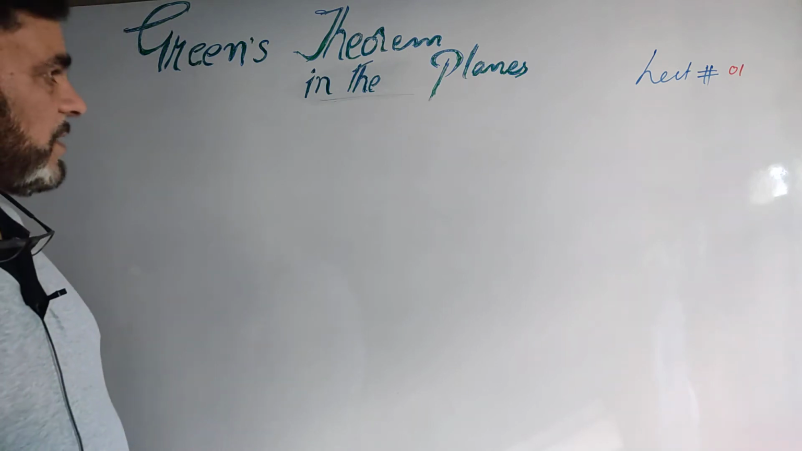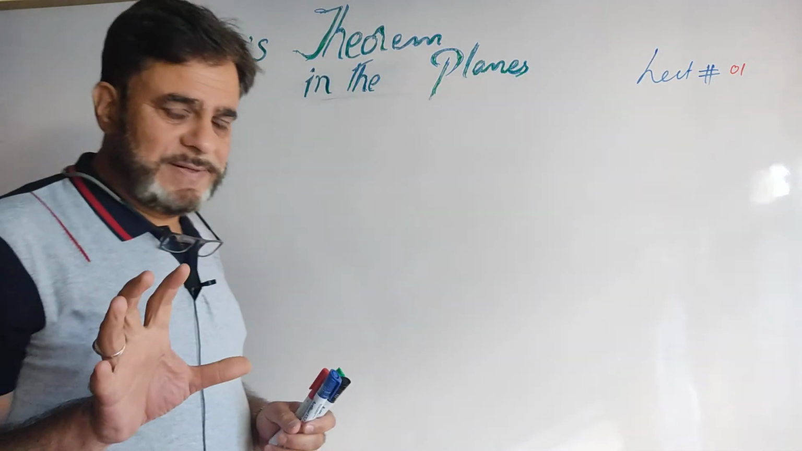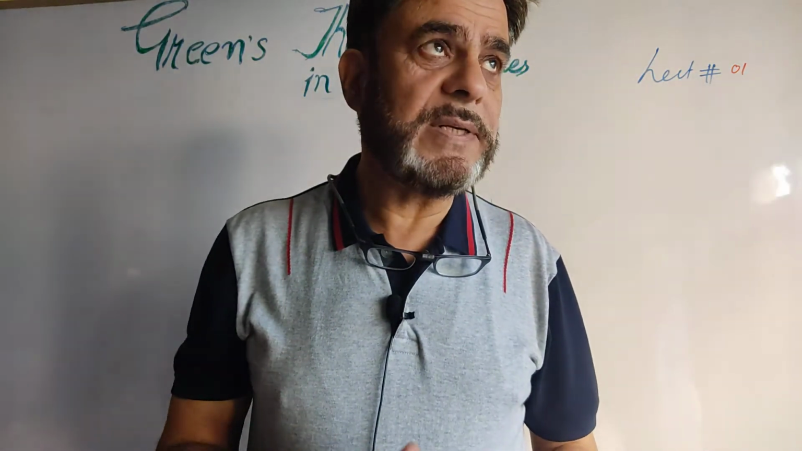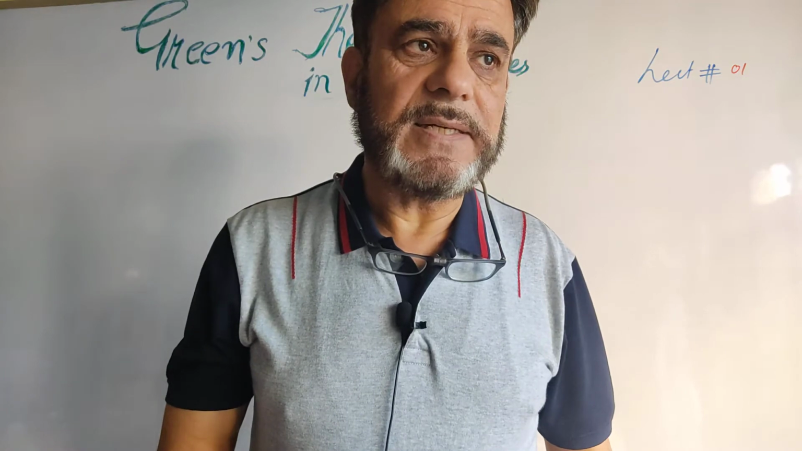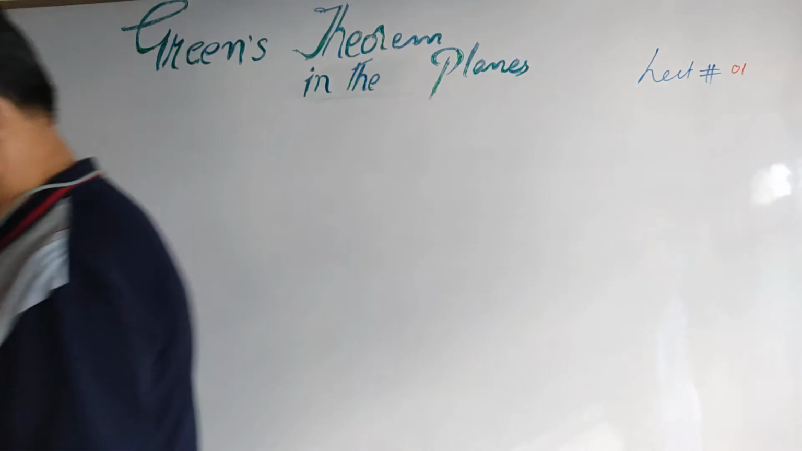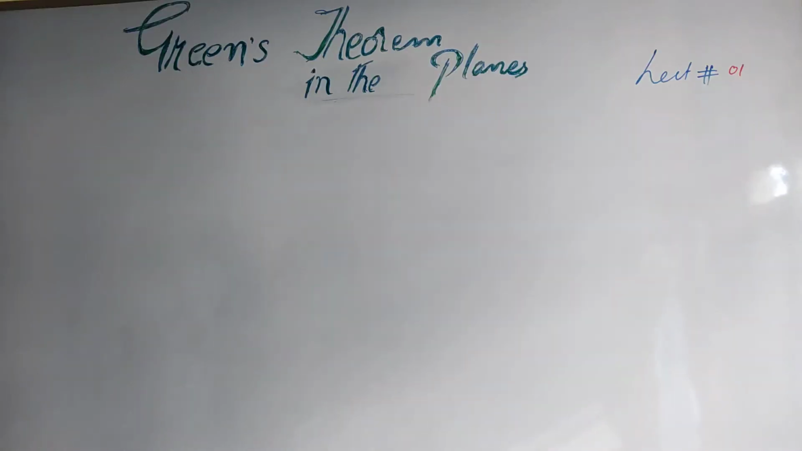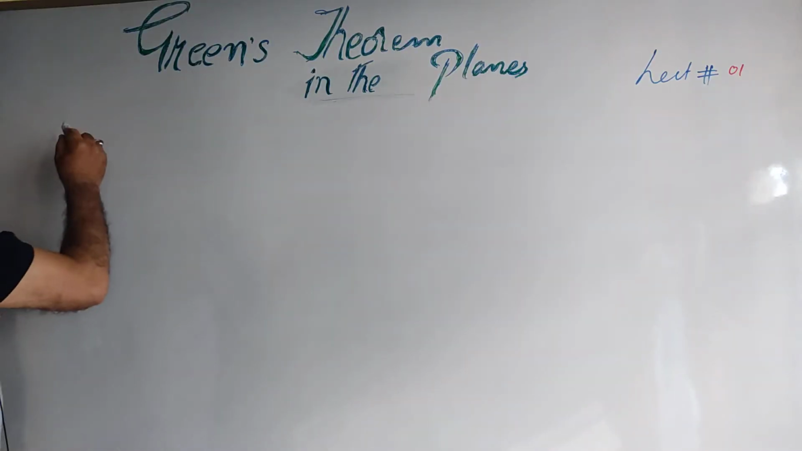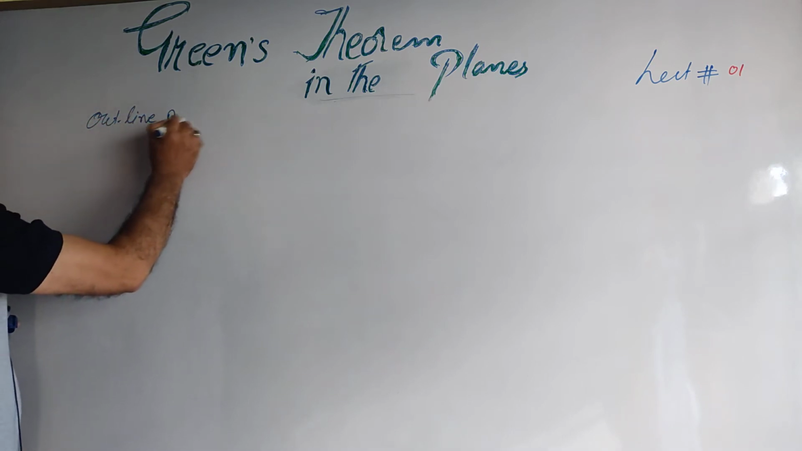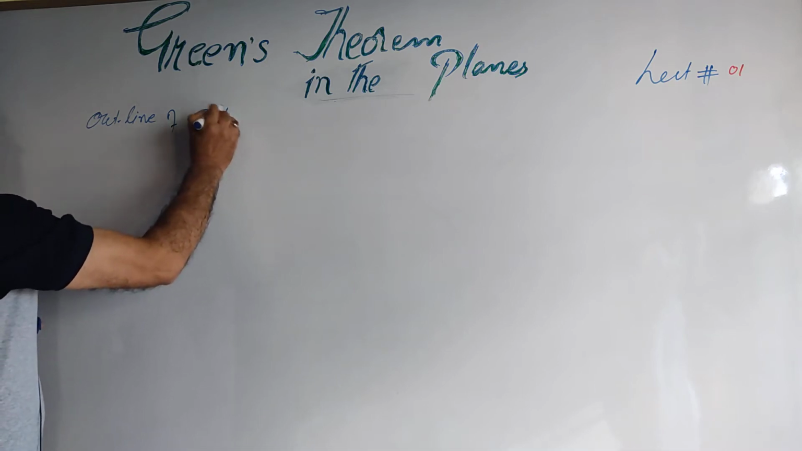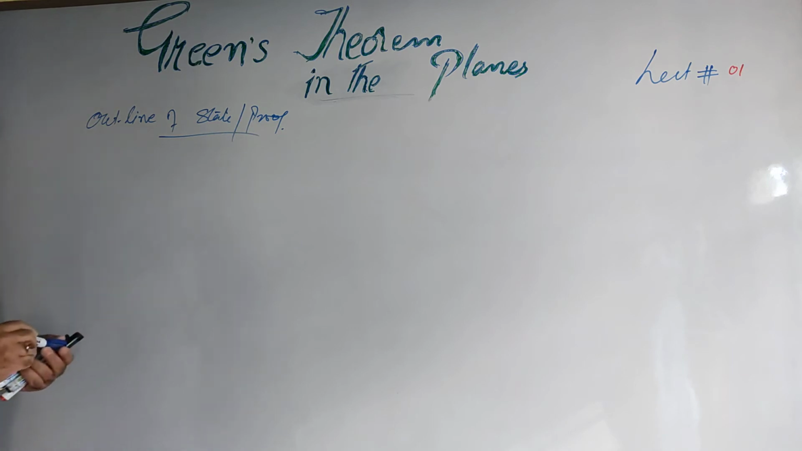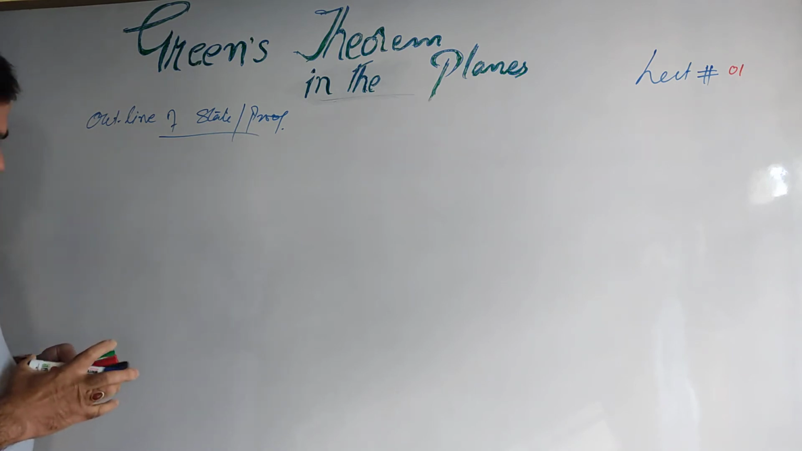Before we give the statement and proof, we have some outlines, something that is involved in the statement and in the proof. I call it the outline of the proof. First, I want to discuss with you the outline of the statement and proof of this theorem. After this, I will state and prove Green's theorem for you so that you will fully understand.